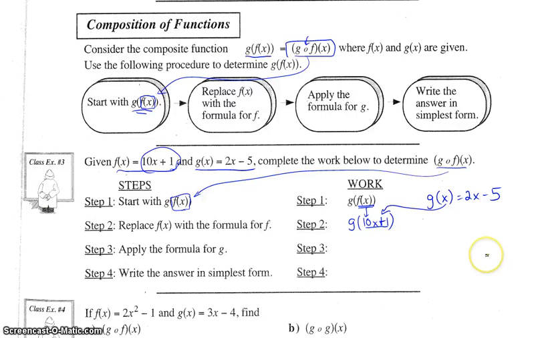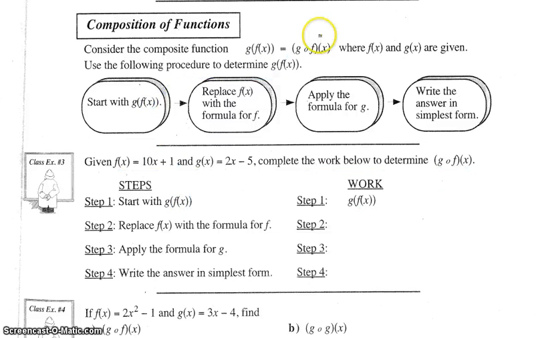Okay, so on this next page, they're outlining basically the steps in how you would do a question. And I think probably what I'll just do is jump into this first example, which is basically following these steps, and you'll see how it goes. Given f of x equals 10x plus 1 and g of x equals 2x minus 5, complete the work below to determine g of f of x. So first of all, when you see the composition function given to you like that, first thing you want to do is rewrite it like this: g bracket f bracket x bracket. Because then you can see what you're actually going to be doing. You're going to be replacing f of x. So up here, this is what f of x was equal to. So we are going to replace that in the function. So now it's g of 10x plus 1.